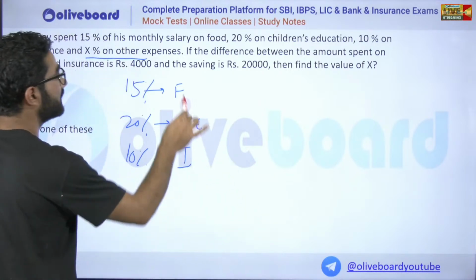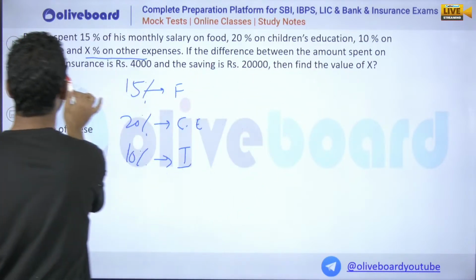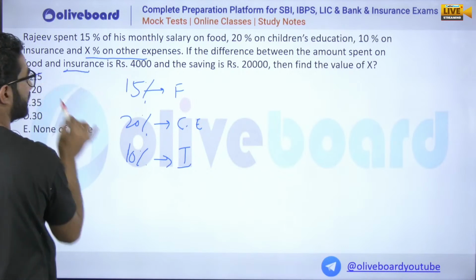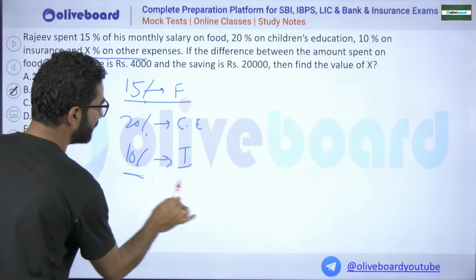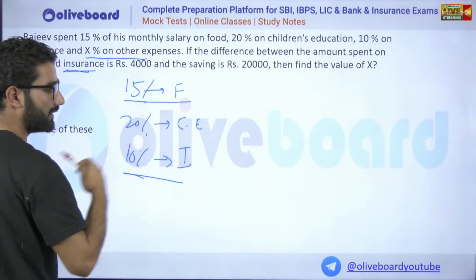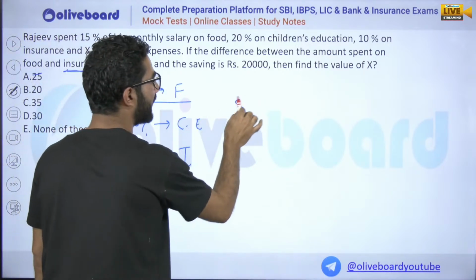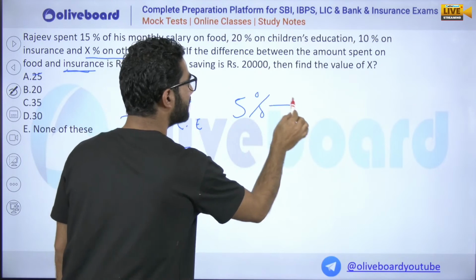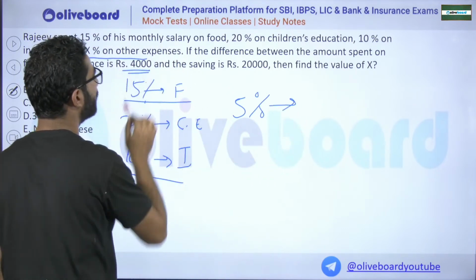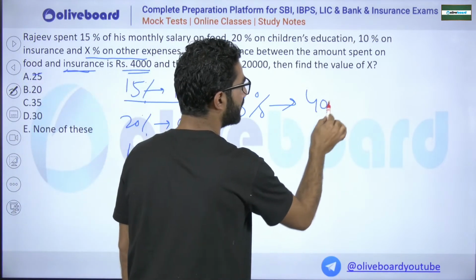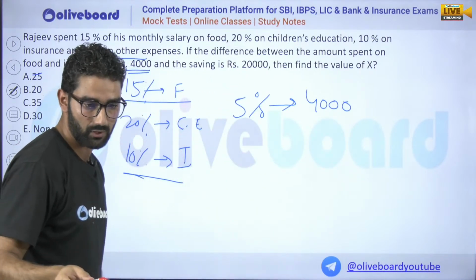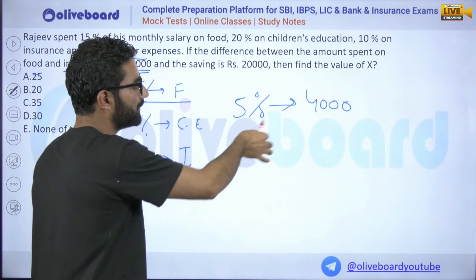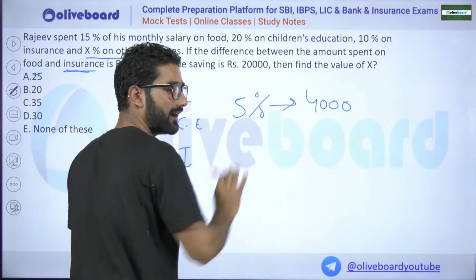Now, the question is the difference between the amount spent on food and insurance. Food is 15 percentile, insurance is 10 percentile. If we subtract them, we will get 5 percentile. And that value is given as 4,000. Very good. So now that 5 percentile is 4,000, can you calculate 100 percentile?